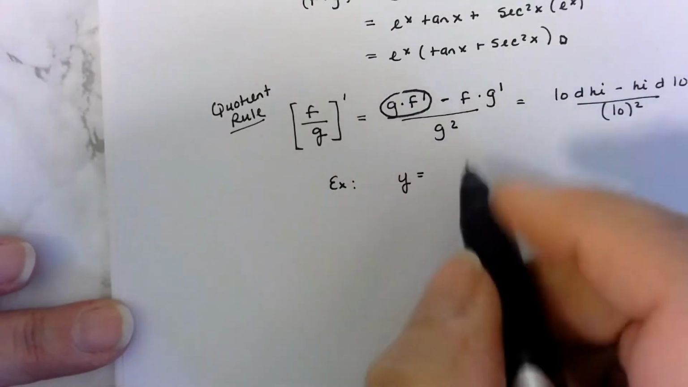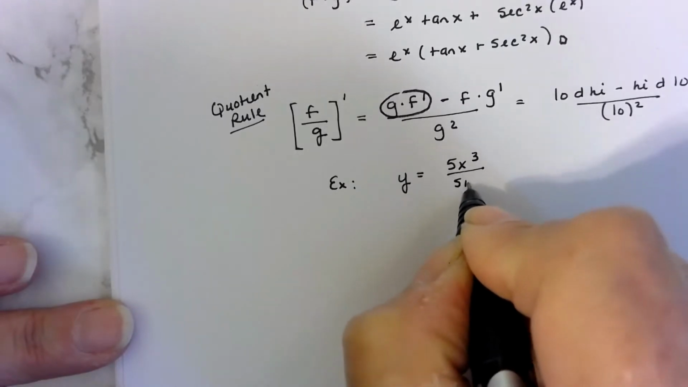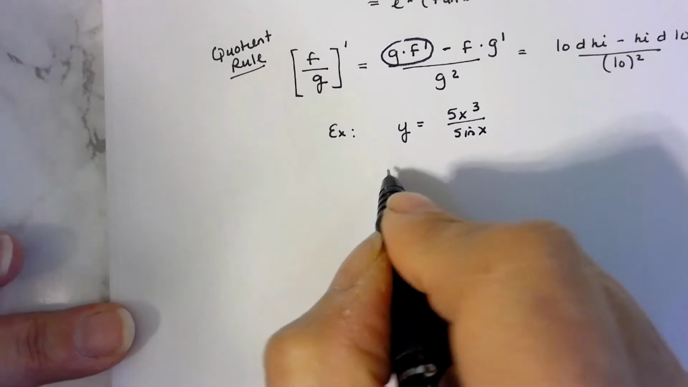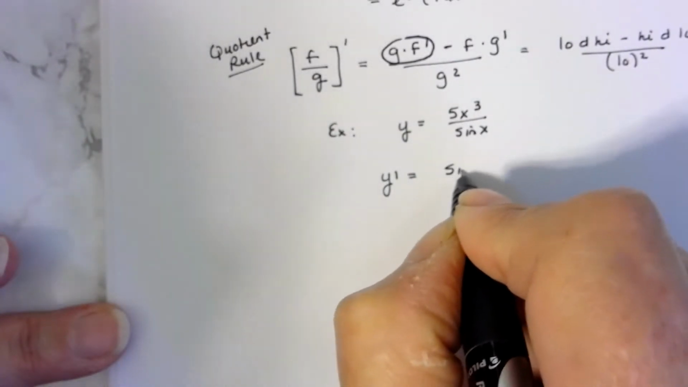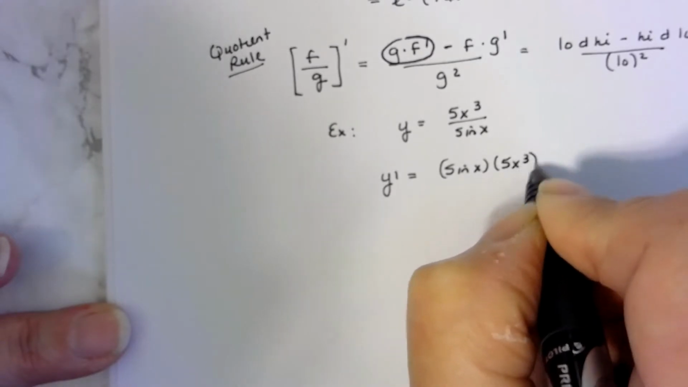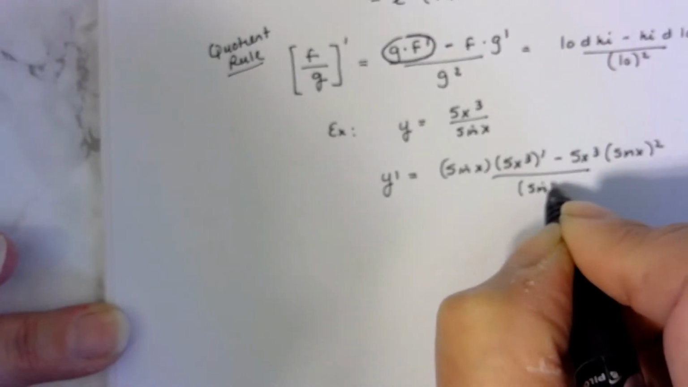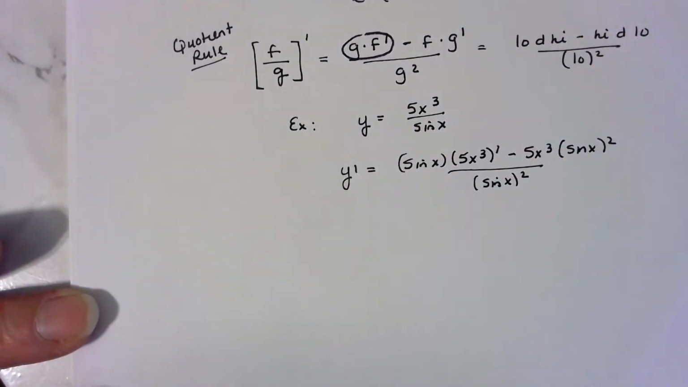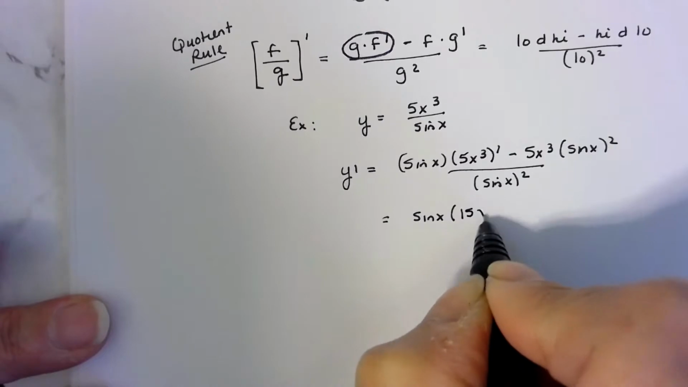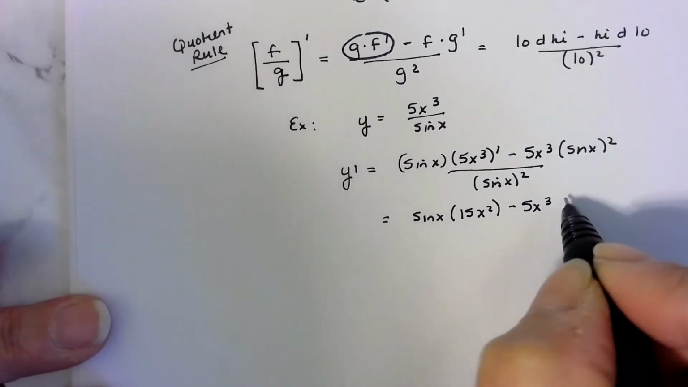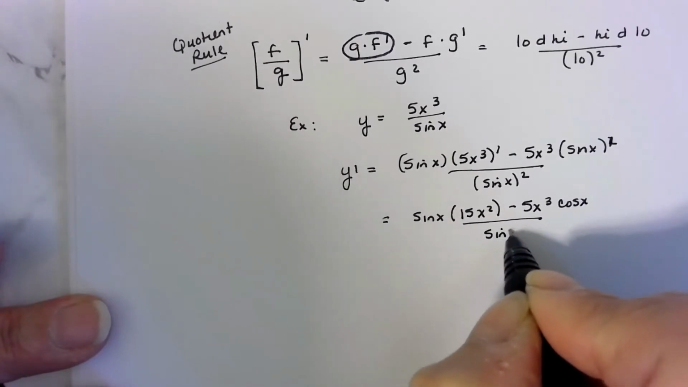Y equals 5x cubed over sine of x. Okay? So, derivative now. Now I'm not taking the derivative, I'm just writing it out according to the rule. It's low times the derivative of high minus high times derivative of low over low squared. And here we go with the focus again. So that's equal to the sine of x times 15x squared minus 5x cubed times, I didn't mean a squared, I mean a derivative. The derivative of the sine is the cosine of x all over low squared.